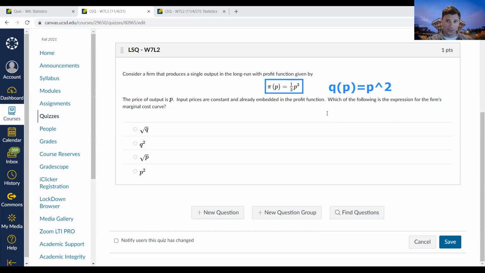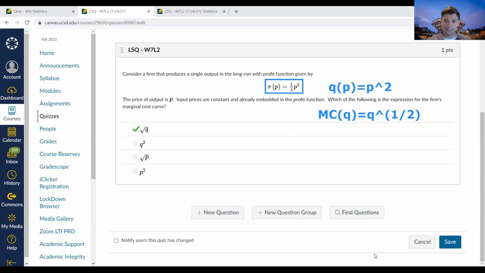And then all you have to do to get the marginal cost curve is solve the expression above for Q, meaning you're just inverting it. So if you do that, take the square root of both sides, solve for P, which means you should get Q to the 1/2 power, which is the same thing as the square root of Q. So if you got that, nicely done. You found the marginal cost curve from the profit function using Hotelling's lemma.